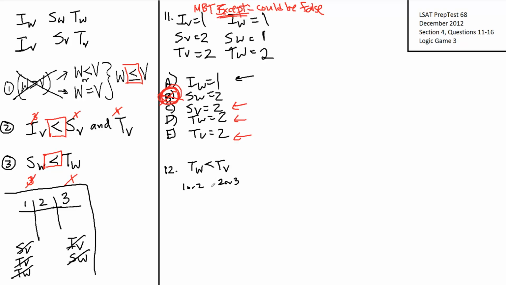Right? Okay. And so what are they asking us? They're asking us which of the following must be true, which means that this piece of information has to tell us something, for sure, for certain.